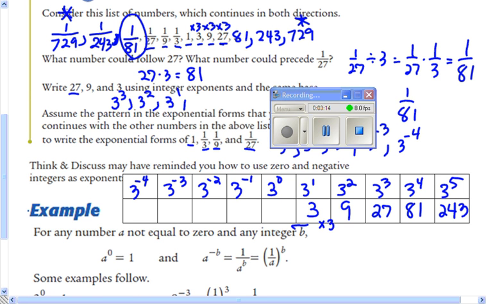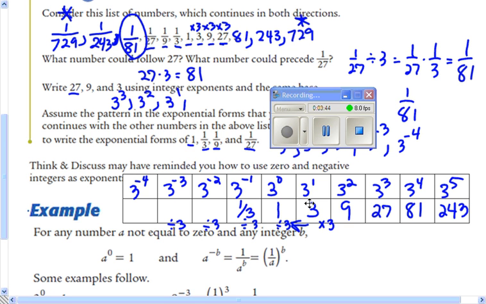Now if I go this way, to get from 3 to 3 to the 0, it makes sense that I need to divide by 3. So moving backwards, I'm going to keep dividing by 3. Divide by 3, divide by 3, and so on. So 3 divided by 3, I can do that in my head, that's 1. So 3 to the 0 is 1. 1 divided by 3 is 0.3 repeating, or as a fraction is 1/3.